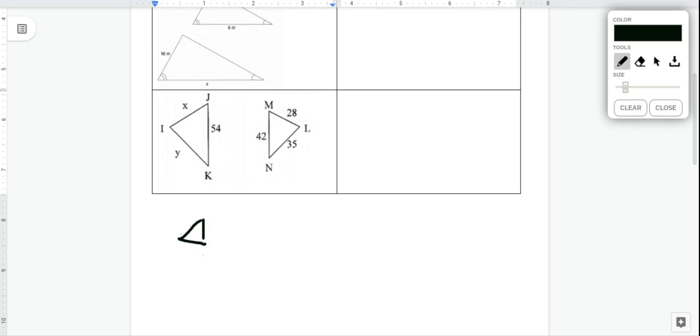Okay, so now let's label it. Now my little arrowhead point right here is an L, so label that L. And then from L to the top is 28, and this is M. From M down is M to N, and 42 is in the middle. And then they labeled this middle part 35.